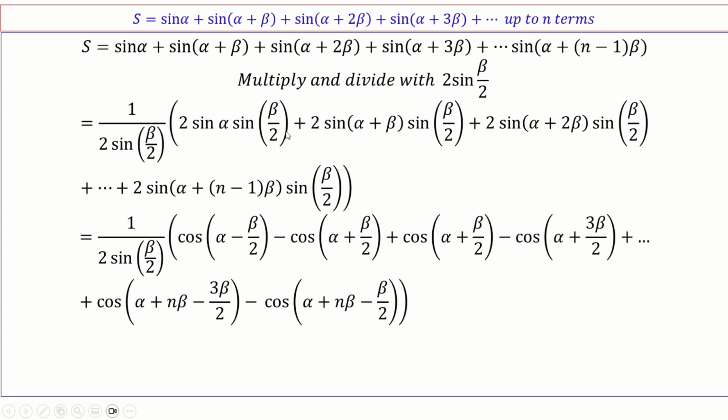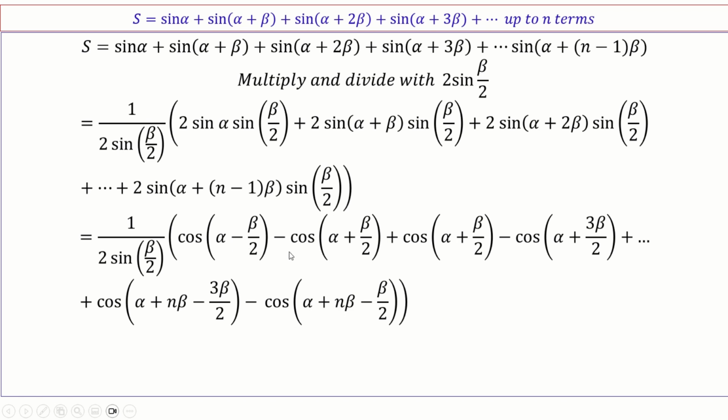So this is nothing but cos beta by 2, cos of alpha minus beta by 2 minus cos of alpha plus beta by 2. This one is cos of alpha plus beta by 2 minus cos of alpha plus 3 beta by 2, up to the last term, which is this one. Carefully check and write the angles, then you will know very easily.